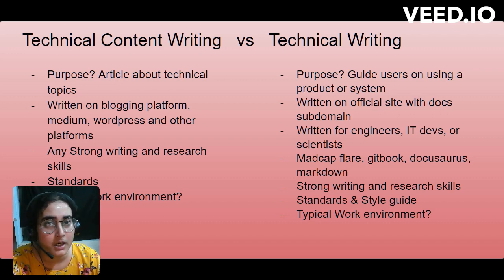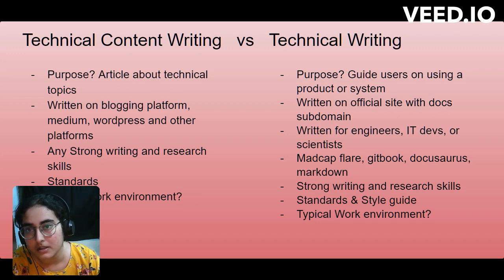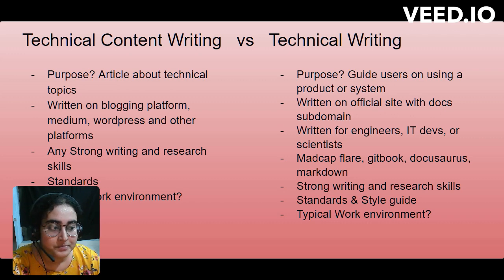When it comes to the work environment in technical content writing, you can work in freelance or as a full-time content writer. So in the case of content writing, you usually receive a content brief along with any specific details that the client wants you to write, and then you start writing. You conduct your research and start writing.